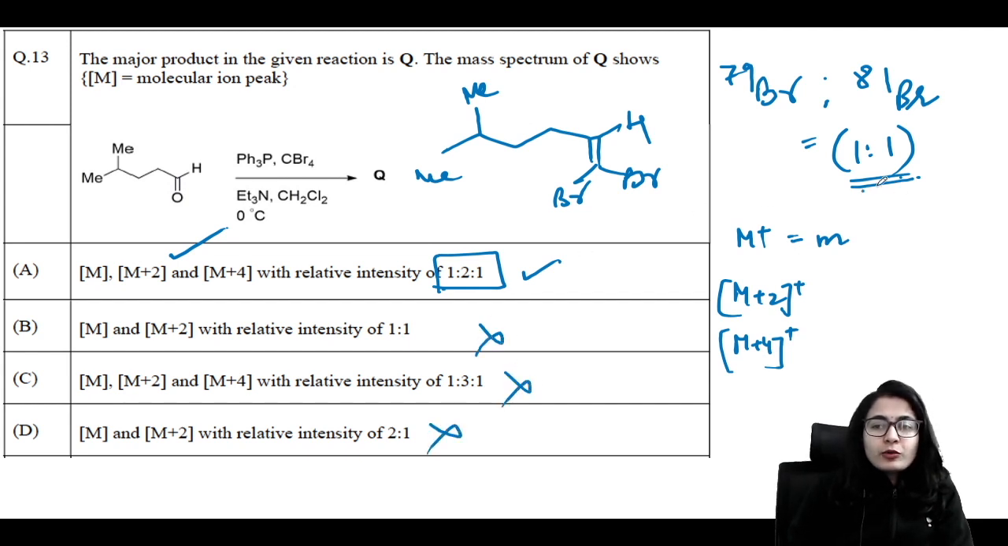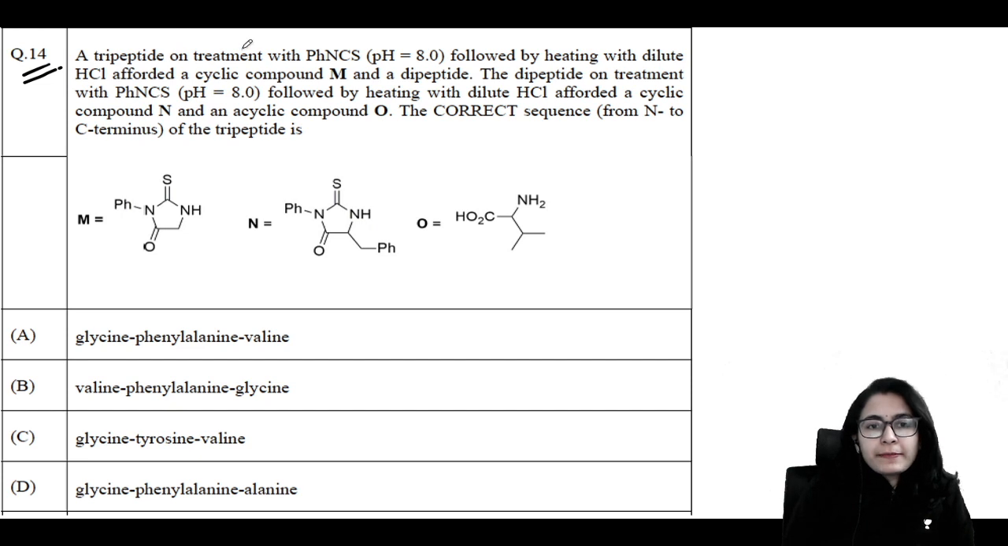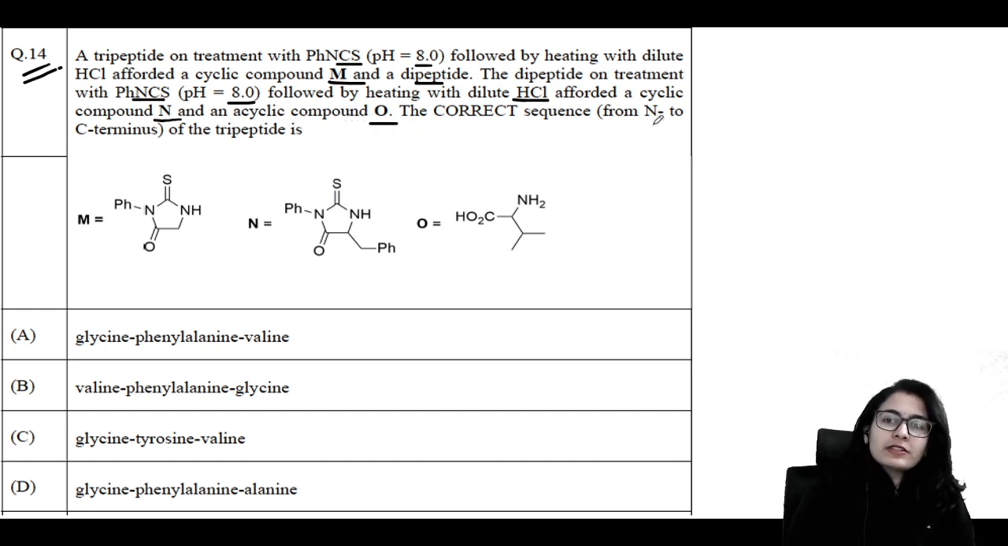This happens only for bromine having the 1:1 ratio. All right. Question is a very easy question here. A tripeptide on treatment with phenyl isothiocyanate, PhNCS, followed by heating with dilute HCl afforded a cyclic compound M and a dipeptide. The dipeptide on treatment with PhNCS followed by heating with dilute HCl afforded a cyclic compound N and an acyclic compound O. The correct sequence from N to C terminus of the dipeptide is.